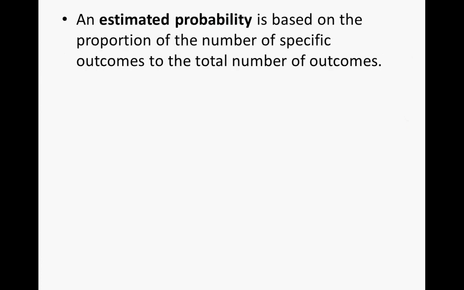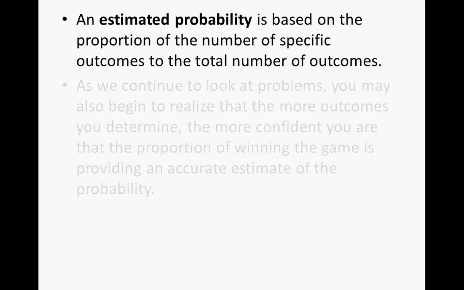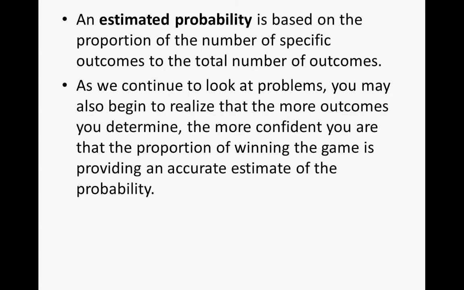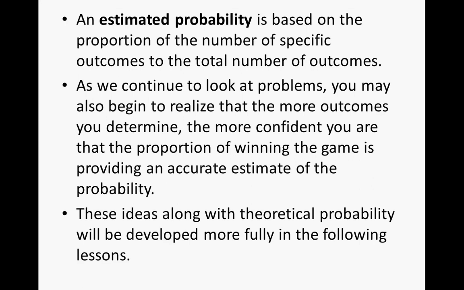All right, an estimated probability is based on the proportion of a number of specific outcomes to the total number of outcomes. As we continue to look at problems, you may also begin to realize that the more outcomes you determine, the more confident you are that the proportion of winning the game is providing an accurate estimate of the probability. These ideas, along with theoretical probability, will be developed more fully in the following lessons.